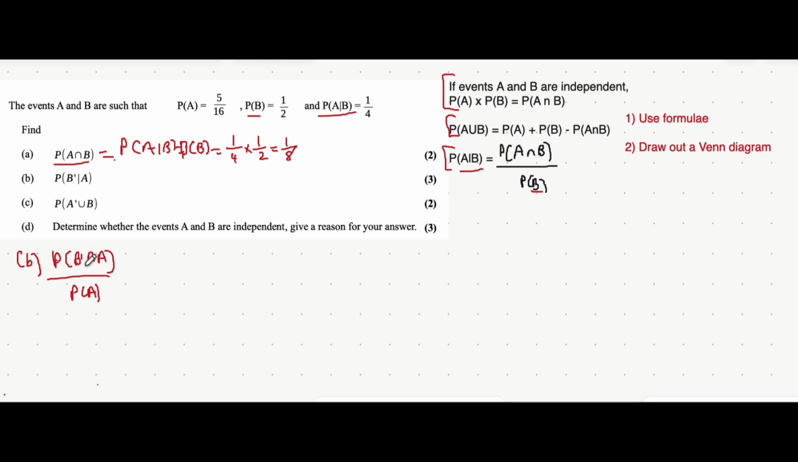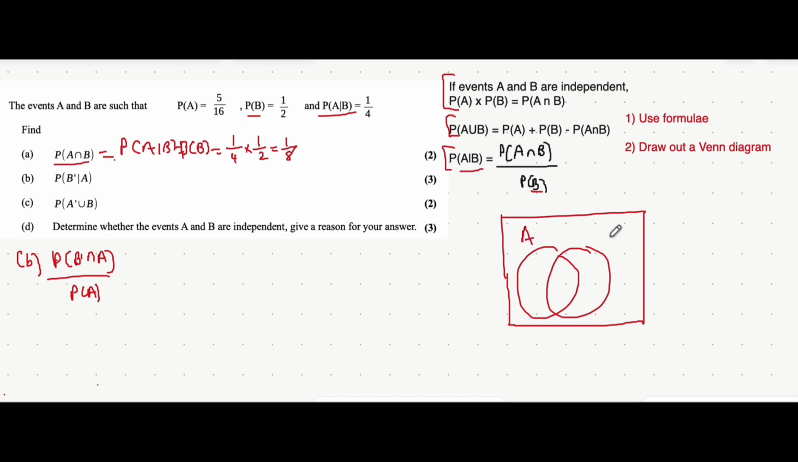But how do we know the probability of not B intersect A? That's where step number 2 comes in, where you draw out a Venn diagram. It'll help you visualize things a lot better. With drawing out Venn diagrams, I'd always recommend you fill in the center first and then go outwards. So the center is the intersection, which we already found as 1 over 8.